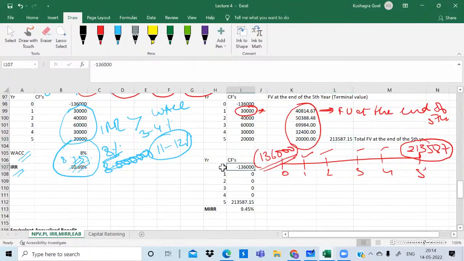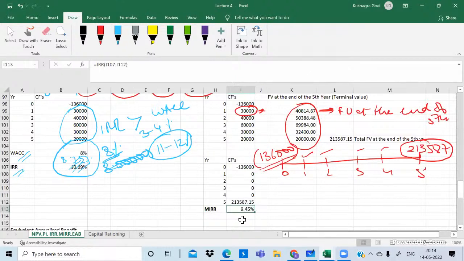So I have 1,36,000 of outflow in the 0th year. Then there's nothing in the 1st year, 2nd year, 3rd year, 4th year. What I have is a cash of 2,13,587.15 in the 5th year. So now I want to calculate my MIRR. I'll just write equal to IRR and I'll calculate the answer. I'll select all the values and I'll get an answer of 9.45.